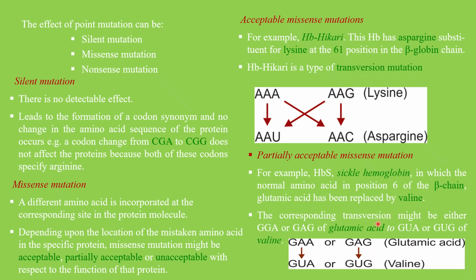So the corresponding transversion might be either GAA or GAG. You can see it here. GAA is being replaced by GUA, adenine is being replaced by uracil. Or had it been GAG, that also codes for glutamic acid, it can be GUG, and that codes for valine. So in both conditions, valine is now replacing the glutamic acid.